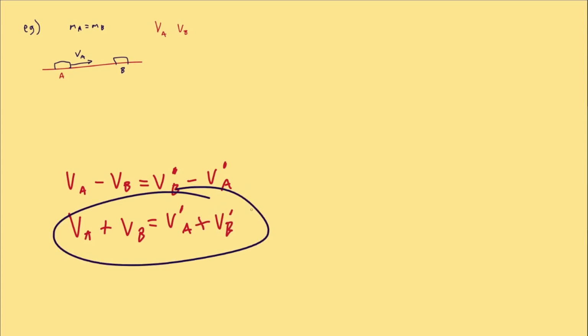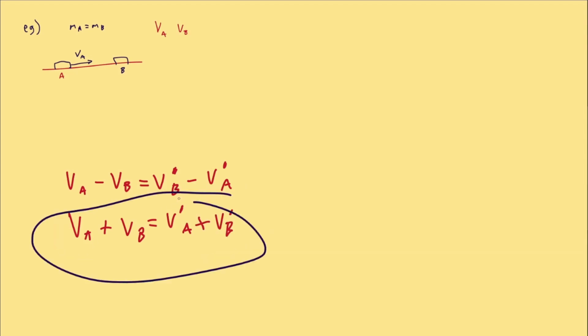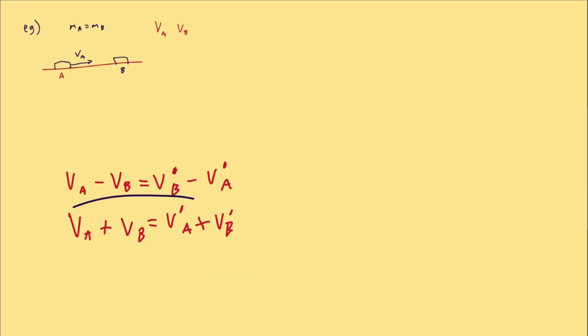Where did we pull this equation from? It doesn't come out of thin air. This is the conservation of kinetic energy, because kinetic energy at the start is equal to kinetic energy after. And we can use that because kinetic energy is conserved in an elastic collision. So now that we have two equations, we can solve for our two unknowns.